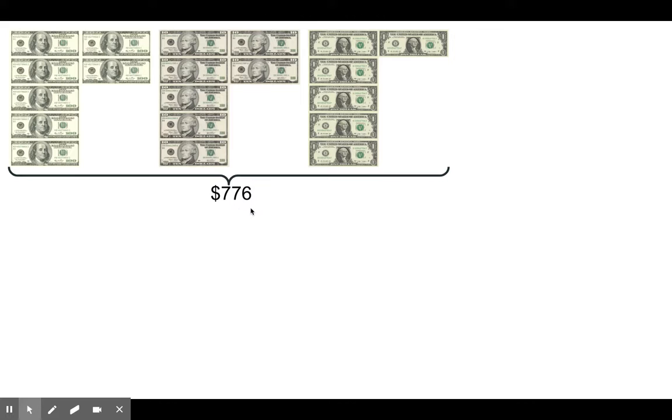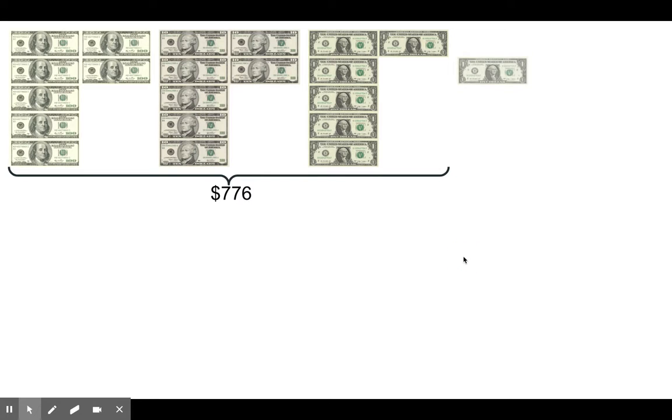So let's think about this. I'm at 776, I want to get to 900. What's the next unit number I should go to first? Do you remember? It would be the next friendly number. That's right, it's the next 10, which would be 780. We would get there by adding ones. Let's do it. We're at 776. Here we go.